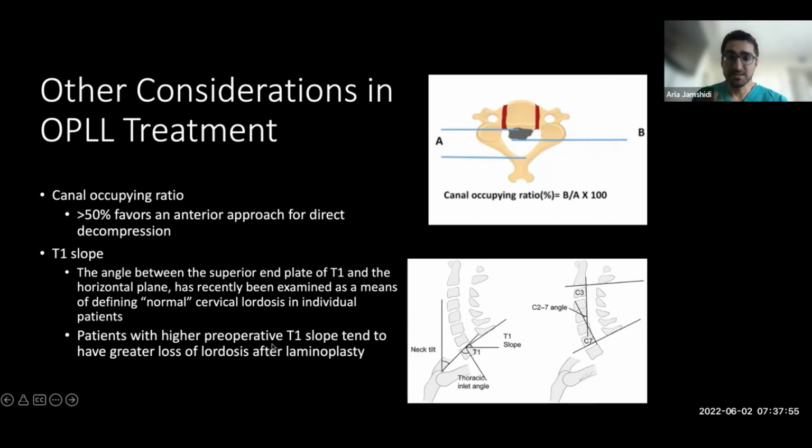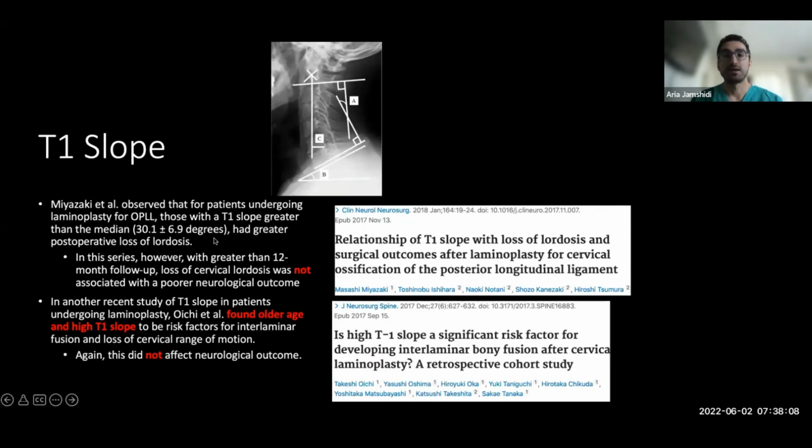And this notion of a T1 slope has been looked at specifically in patients who undergo laminoplasty for OPLL. It's been found that patients with a higher pre-op T1 slope tend to have a greater loss of lordosis after laminoplasty. This was an interesting study published in 2018. They observed that patients undergoing laminoplasty for OPLL, those with T1 slope greater than the median, so greater than 30 degrees in this cohort, had greater postoperative loss of lordosis. They only followed these patients for 12 months, but they said that this loss of cervical lordosis, they found not to be associated with poor neurological outcomes.